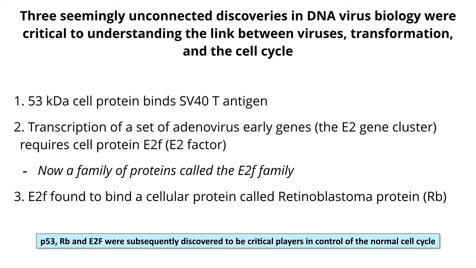And finally, E2F, this transcription protein of the cell that's needed for adenovirus, is found to bind a cellular protein called the retinoblastoma protein, or RB. All right, three separate discoveries, p53, RB, E2F, with three different viruses. It turns out they're all part of control of the normal cell cycle, as you'll see in a moment. So three disparate observations all come together in the end. Let's see how that happens.